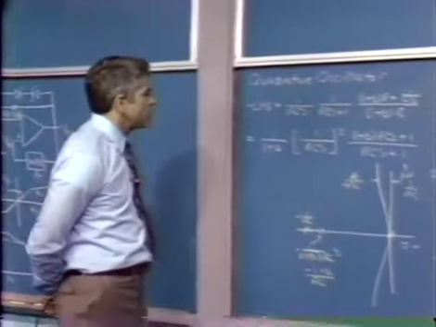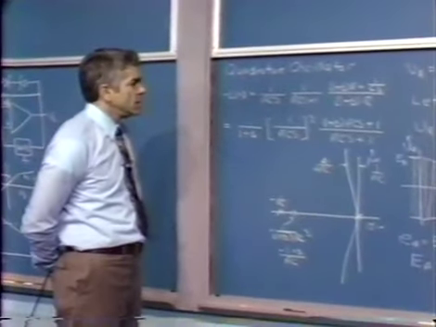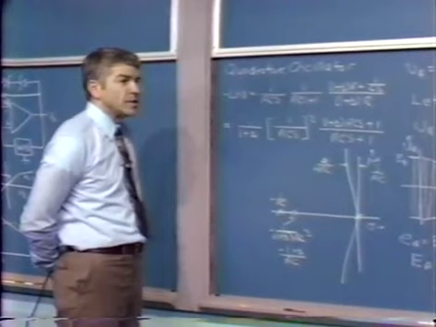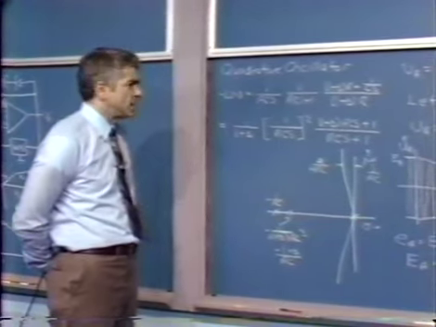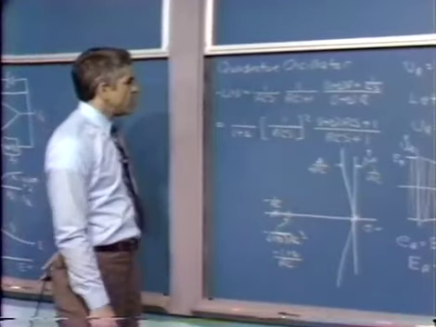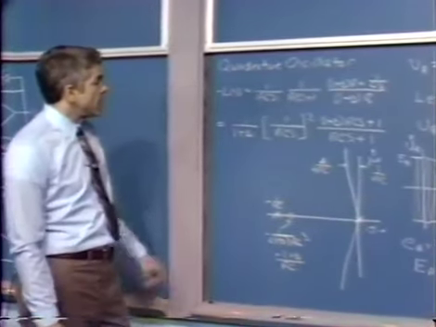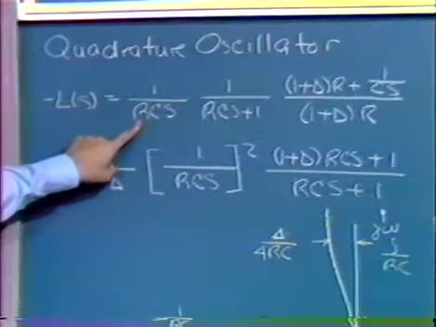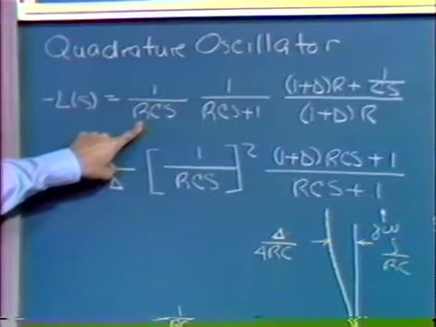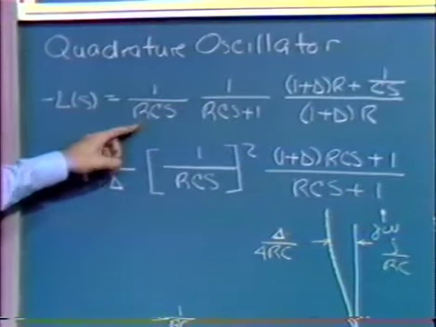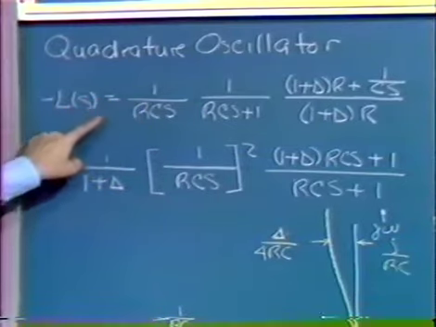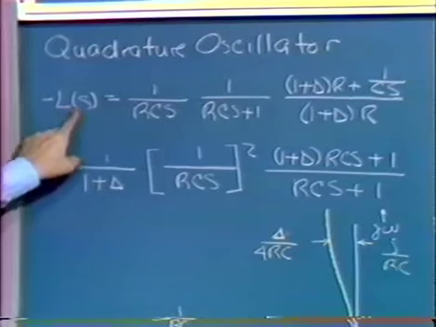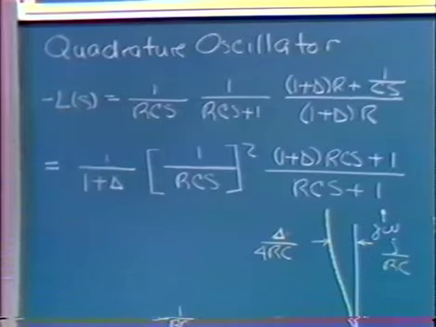Well, let's consider what happens if we allow delta, as shown in the view graph, to be variable. Let's let that be our pot, the thing that we're going to adjust to control the amplitude of the oscillation. We can write the loop transmission, or maybe the negative of the loop transmission, as simply 1 over RCS. That's the transfer function of the first integrator, or actually the negative of it. The first integrator gives us an inversion, and we'll take the negative of that to get minus L of S. So we get 1 over RCS.